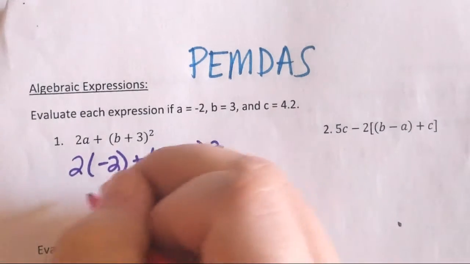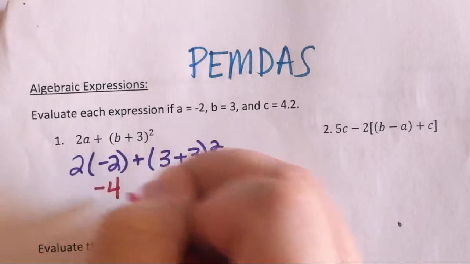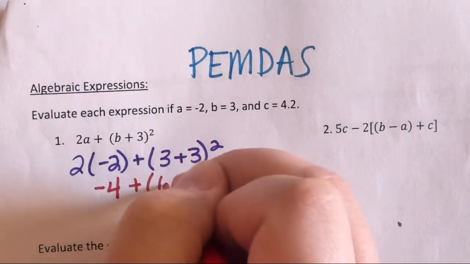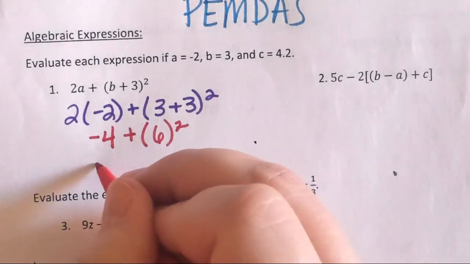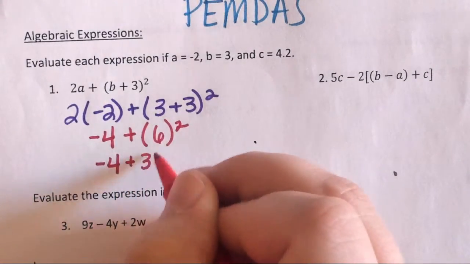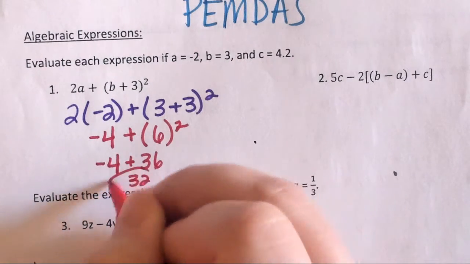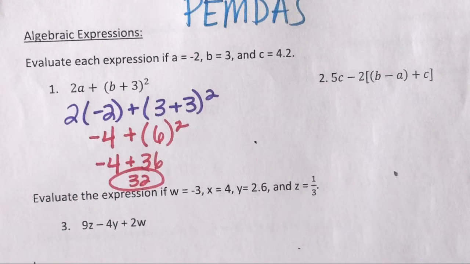Okay, 2 times -2, I get -4. 3 plus 3, I get 6. 6 squared is 36. So I'm going to have -4 plus 36. My answer is 32. Are there any questions about that?